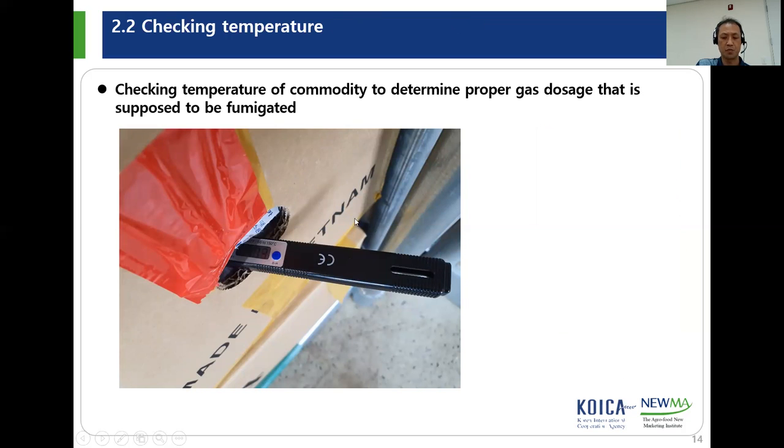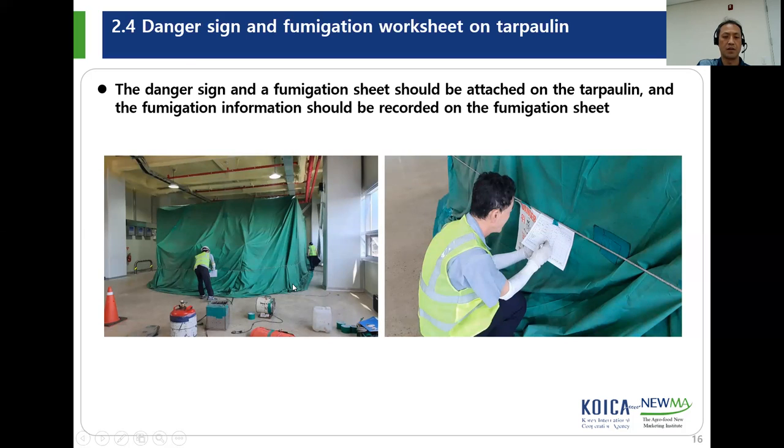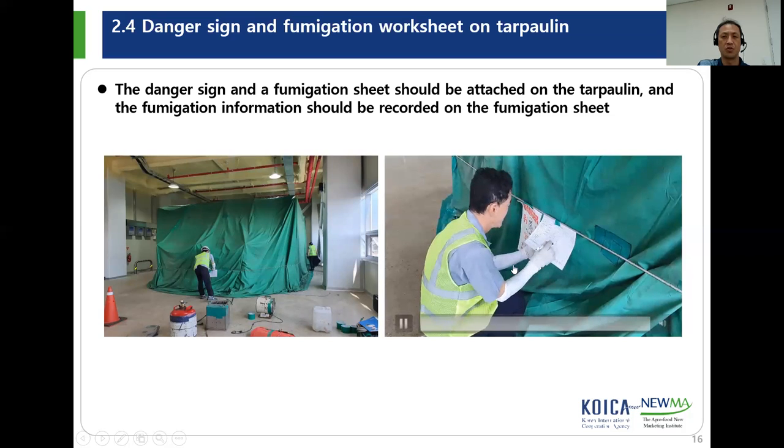The temperature of the commodity should be checked to determine the methyl bromide dosage that is supposed to be fumigated. The fumigation tarpaulin is covered, and the space between tarpaulin and floor of the warehouse is sealed for fumigation. A danger sign and the worksheet, which is a short status of fumigation, should be attached on the tarpaulin. The information about fumigation is supposed to be written on the sheet. You can see that in the video clip, the information on the sheet.